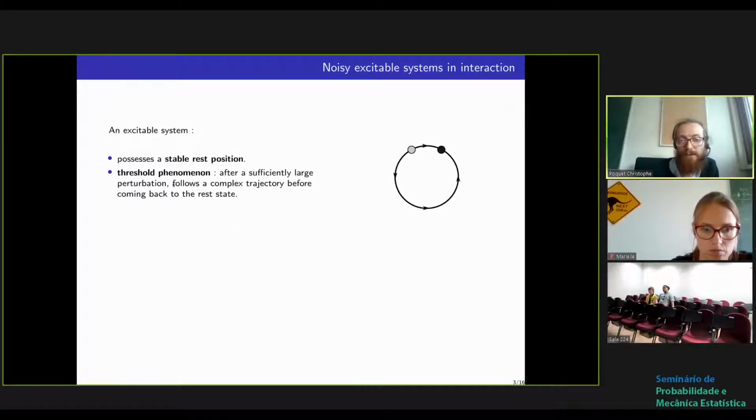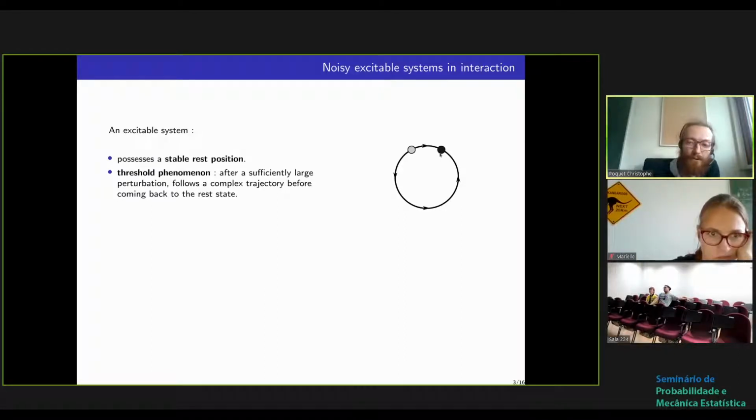And then I will have a threshold phenomenon in the sense that after a sufficiently large perturbation, I will have some complex trajectory before coming back to the stable rest position. In this case, there is a threshold phenomenon simply because if I perturb a bit my initial position, so I start from here, but then I move my initial position to the left, if I go beyond the unstable fixed point, I will not come back directly to this one, but I will go around the circle before coming back. So this is a very simple example of a complex trajectory before going back to the stable fixed point. It's a very simple example, but you have examples in real life.